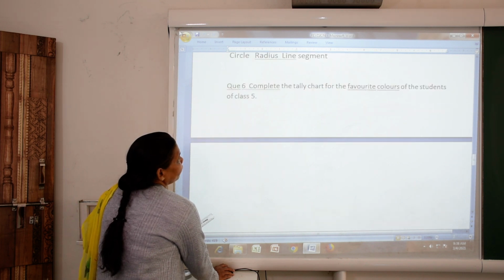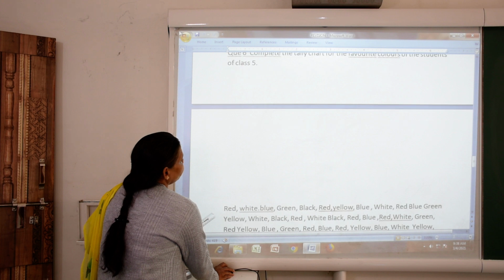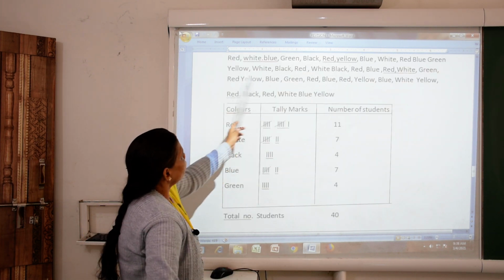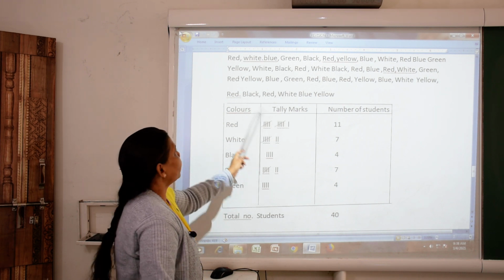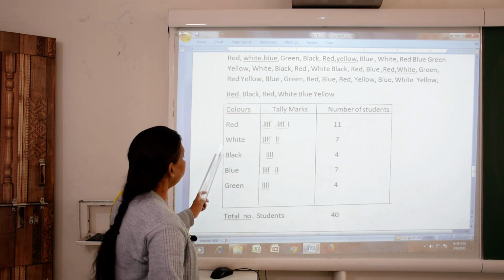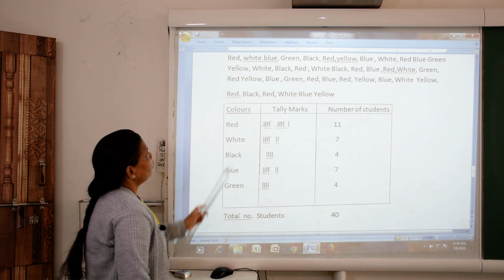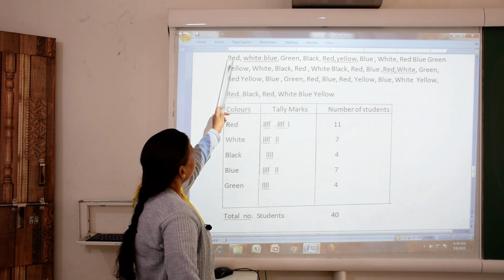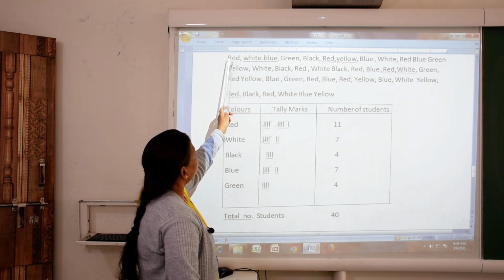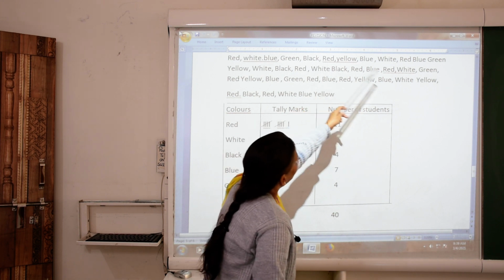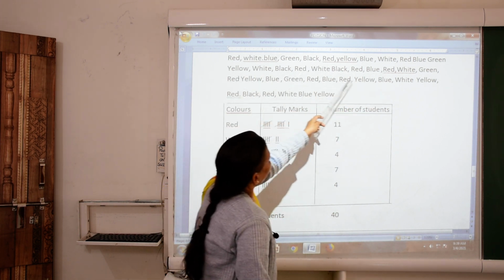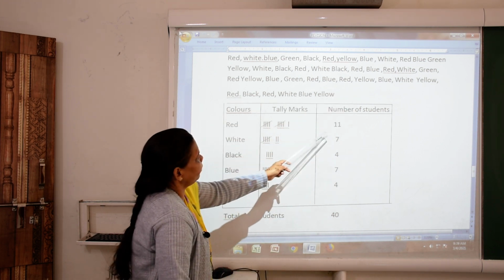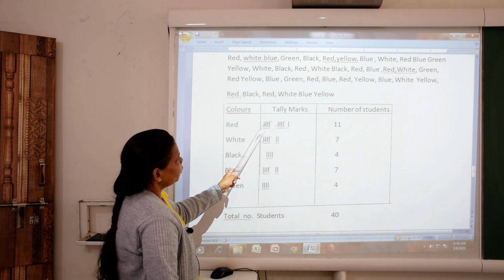Complete the chart of the favorite color of the students of class 5th. Children, you know how to record this data by tally marks. You have to count here red, white, black, blue and green. First you count the red: how many students like the red color? 1, 2, 3, 4, 5, 6, 7, 8, 9, 10 and 11. So for 11, put the tally marks.